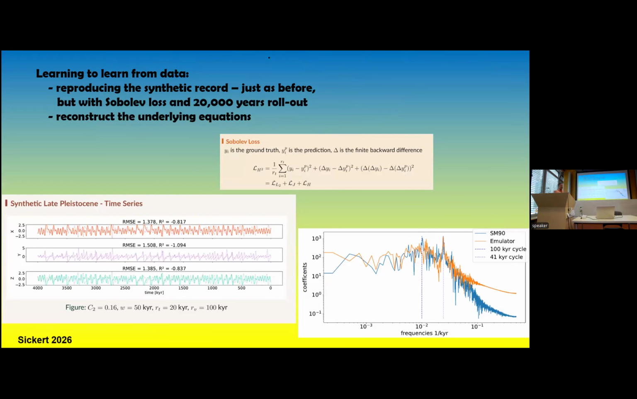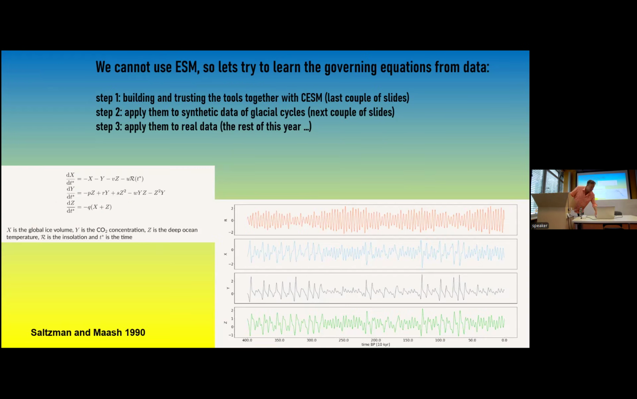But Markus, this equation from Saltzman and Maasch, this is not a stochastic equation, right? It's forced. Sorry, it's just a set of three. I don't need noise. No. Where does this R come from, this equation? This is the insolation. Oh, so this insolation is at 65 north. This is from Peter Huybers. This orbital parameter.